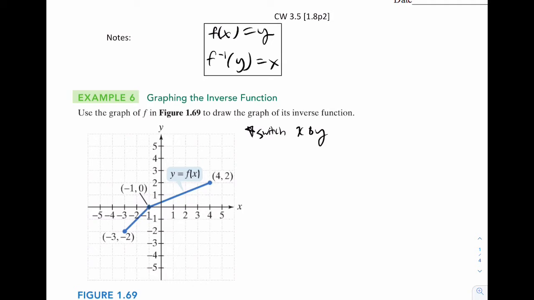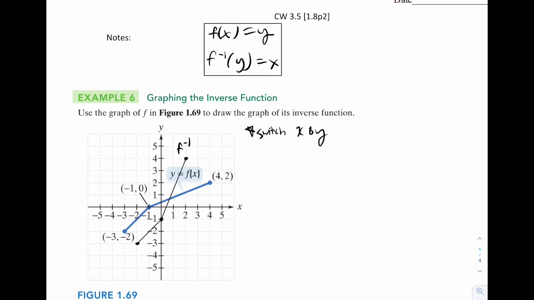So look at these coordinates. 4, 2 should become 2, 4. Negative 1, 0 is 0, negative 1. And negative 3, negative 2 is simply negative 2, negative 3. Now I'll just connect it like so. And right there is our inverse graph.